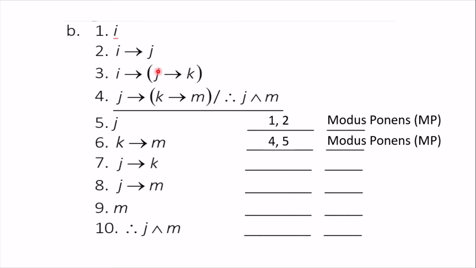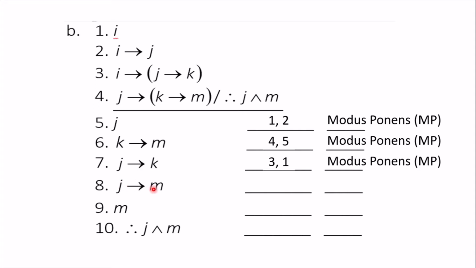Number 7, ano sa tingin ninyo? Now, again, we have J implies K here. Sa number 7. Paano natin kunin to? Meron siyang I na antecedent. Meron ba tayong premise na I? Meron. Yung number 1. Okay? So, using 1 and 3, we can get J implies K using, again, modus ponens.